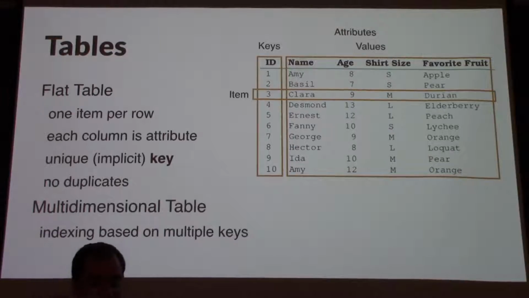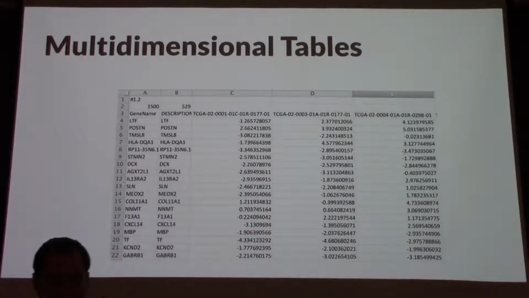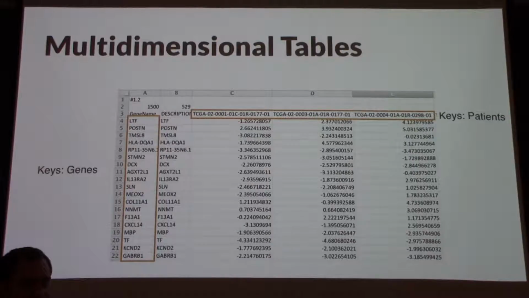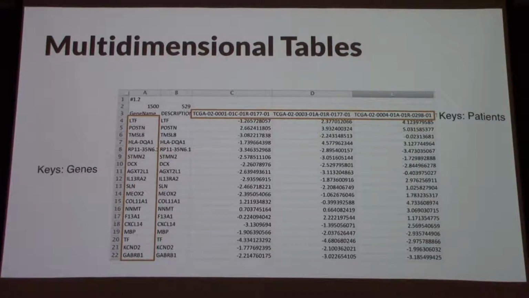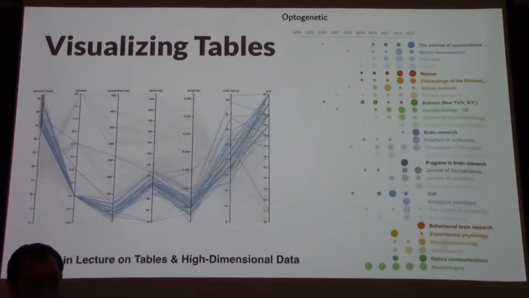And in a multidimensional table, we would have indexing based on multiple keys. So here we have a multidimensional table. The keys are patients here, and then we have other keys that are genes. And in here we have only one attribute type, which would be in this case gene expression, but that's not so important. Every value here is of the same attribute type. So if you want to have multiple attributes in this multidimensional table, you would have to have multiple tables. And so you could have a stack of tables. And this was where we finished off last time.